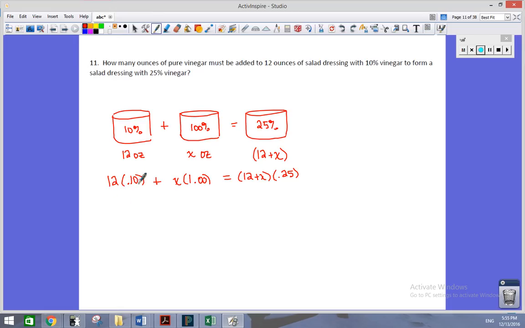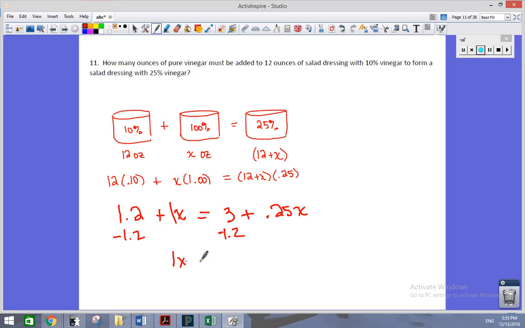This 12 times 0.1 is 1.2. 1 times x is just x. 1/4 of 12 is 3. And then I'll have 0.25 times x. I need to get the x's on one side and the numbers on the other. So let's subtract 1.2 from each side.